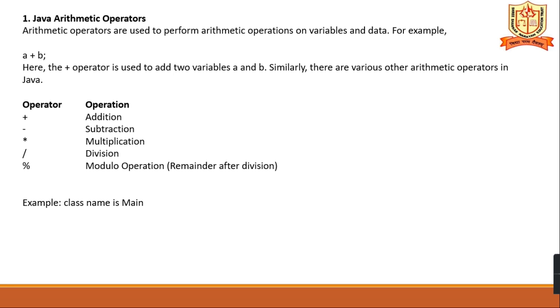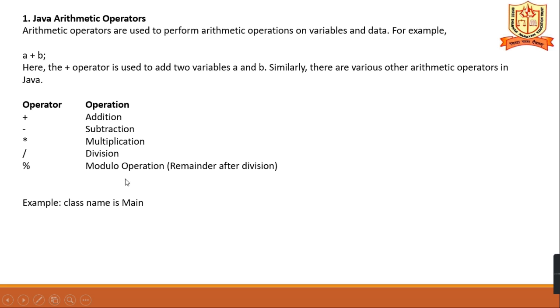Java arithmetic operators. Arithmetic operators are used to perform arithmetic operations on variables and data. For example, here A plus B. Here plus is the operator used to add two variables A and B. Similarly, these are the various other arithmetic operators in Java: addition, subtraction, multiplication, division, and modulus.